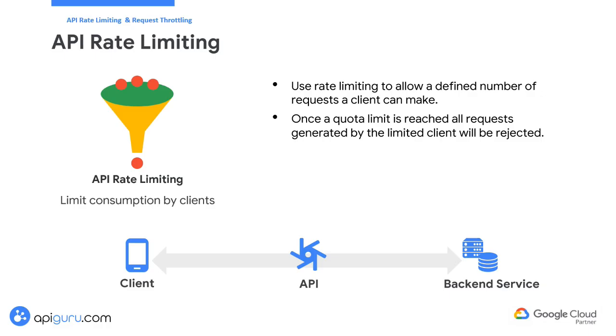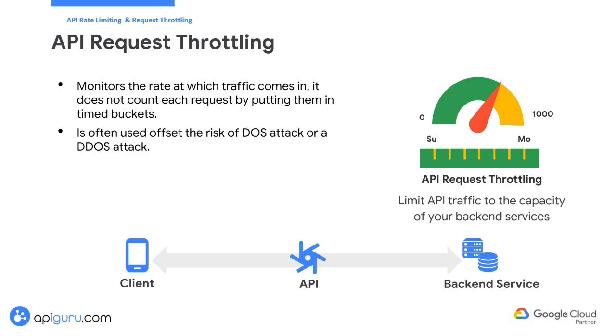However, don't use API rate limiting to shield against overall traffic spikes. For that, use API request throttling. Now let's discuss API request throttling. Throttling is a bit different. Instead of limiting the number of requests, it controls the request rate in real time. It's more about managing the flow of a request to ensure that your backend system isn't overwhelmed at any moment.